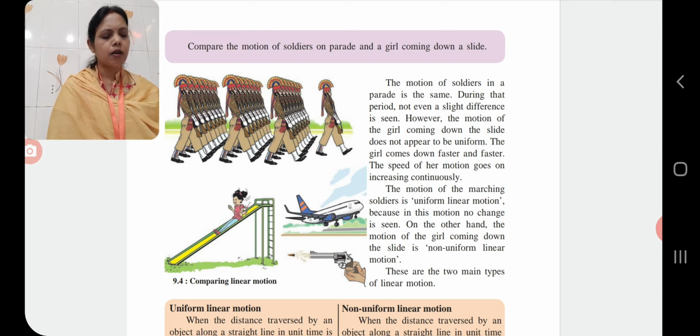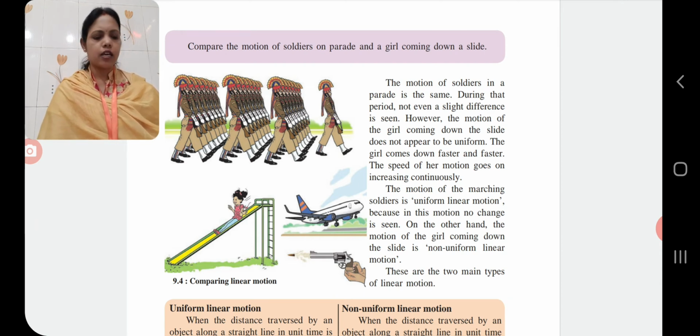The motion of the marching soldiers is uniform linear motion because in this motion no change is seen. On the other hand, the motion of the girl coming down the slide is non-uniform linear motion. So children, these are the two main types of linear motion. Now we will see the first one, uniform linear motion.